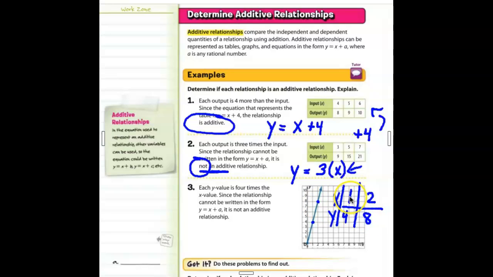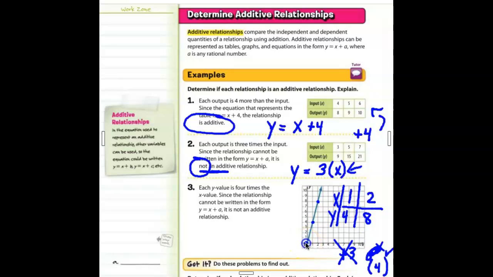Well, what do I do to the number 1 that's going to make it a 4? So the options are add 3 or multiply times 4. I need to stop using the x. It's kind of hard to stop. Okay, so 1 times 4 is 4, yes. Is 2 times 4 going to be 8? Yes. 1 plus 3 is 4. Is 2 plus 3 going to equal 8? No, so this is not an additive relationship.